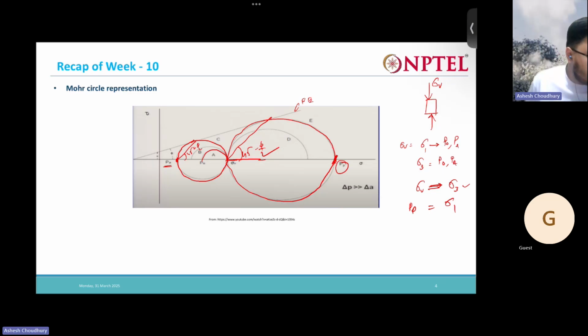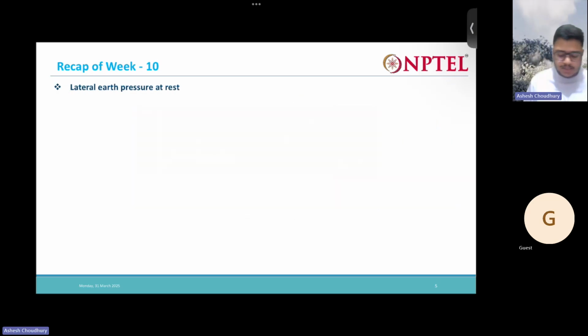So next, let us see how to get the earth pressure at rest. Earth pressure at rest means, as I said, there is no horizontal strain, no lateral strain. And say you have sigma V that is acting onto the soil, and obviously my P naught, that is my earth pressure at rest, will be less than sigma V.